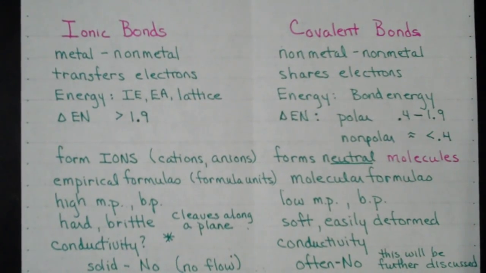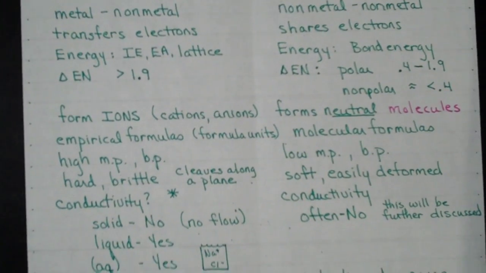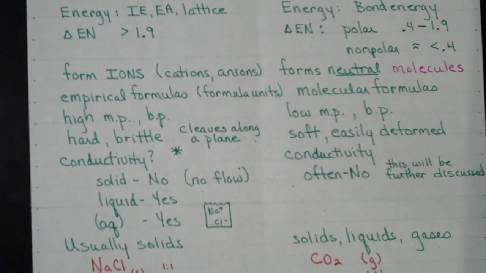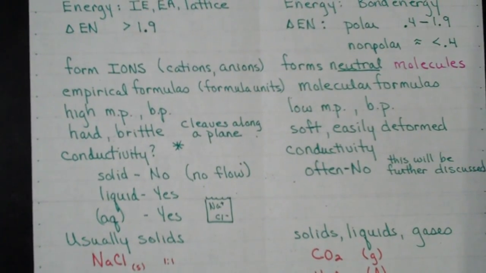As far as properties go, they tend to have high melting points and high boiling points. They tend to be hard and brittle, and they cleave along a plane. Conductivity? Now that's going to change depending on the form, because conductivity requires two things: flow of charge. So in the solid phase, these ionic compounds are not going to be good conductors. There is no flow. In the liquid phase, however, that's fine. You have flow and you have those cations and anions.